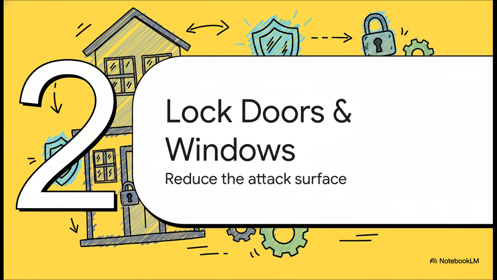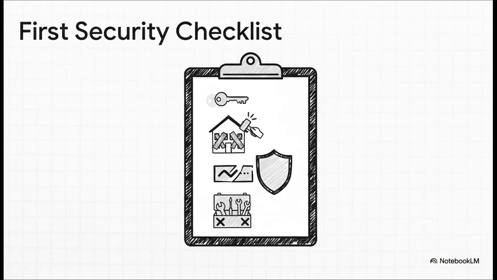Okay, so we've got our blueprint. Now it's time for some immediate action. Let's get to the practical stuff, locking the doors and windows. This is all about reducing what we call the attack surface, which is just a fancy way of saying we're shrinking the number of potential entry points for an intruder. Think of this as your day one must-do security checklist. First up, change every single default password. Don't just change it, make it strong, and get in the habit of rotating it.